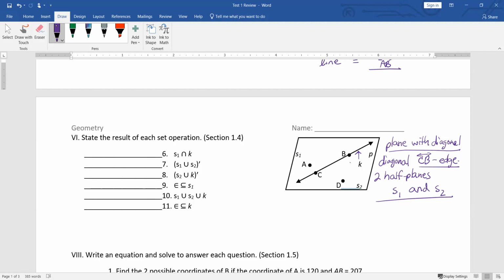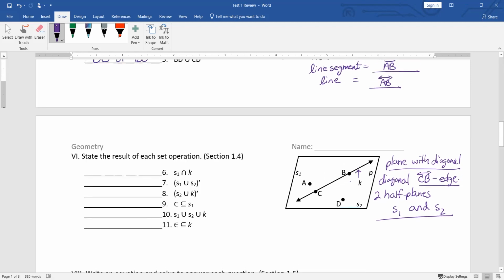All right, so it's asking for the intersection of S1 and K. Well, I just got done saying there is no element, no point that can be on the line and in a half plane. So this is our null set. There are none. So null set, empty set, however you want to write it.